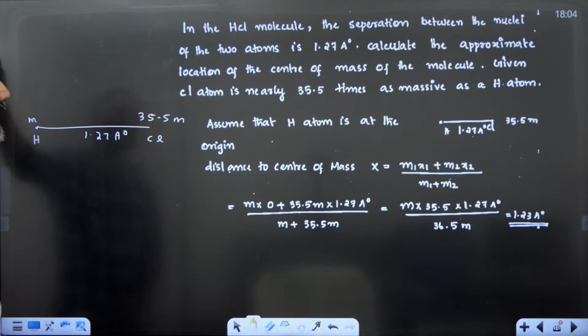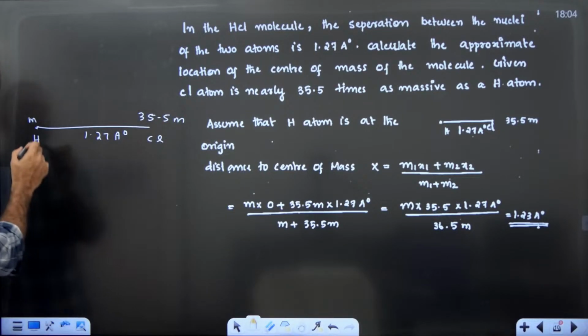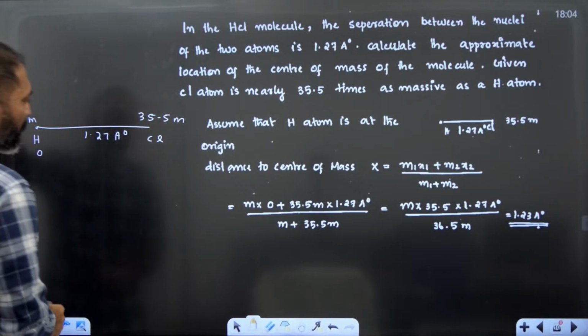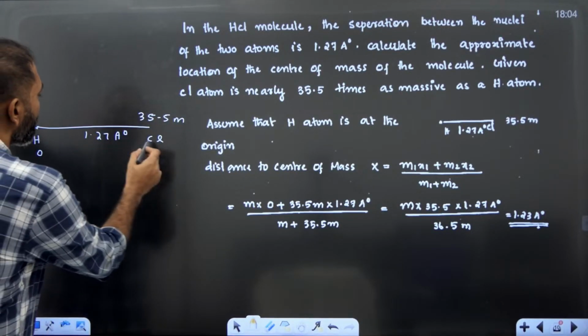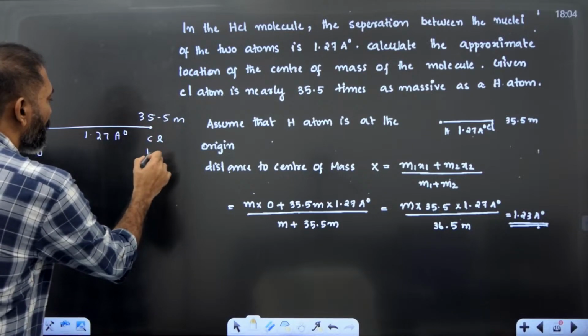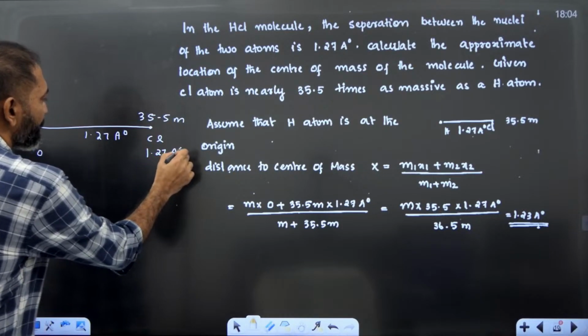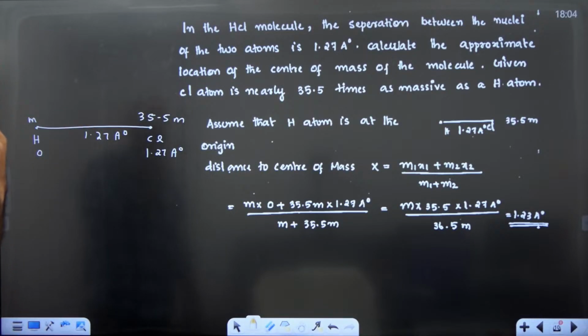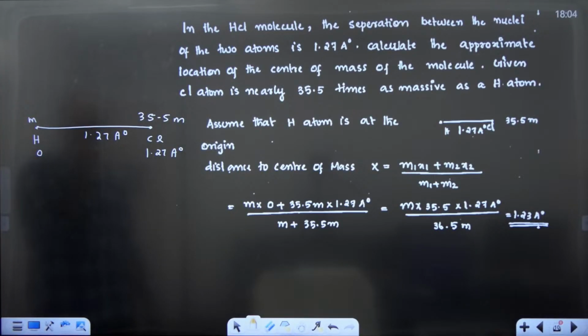So in the HCl molecule, I am placing hydrogen at the origin. So what is the coordinate of hydrogen? 0. And the Cl is at a distance of 1.27 angstrom. So what is the position of Cl? 1.27 angstrom. Calculate the appropriate location of the center of mass of the molecule, given the chlorine atom is nearly 35.5 times as massive as the hydrogen atom.